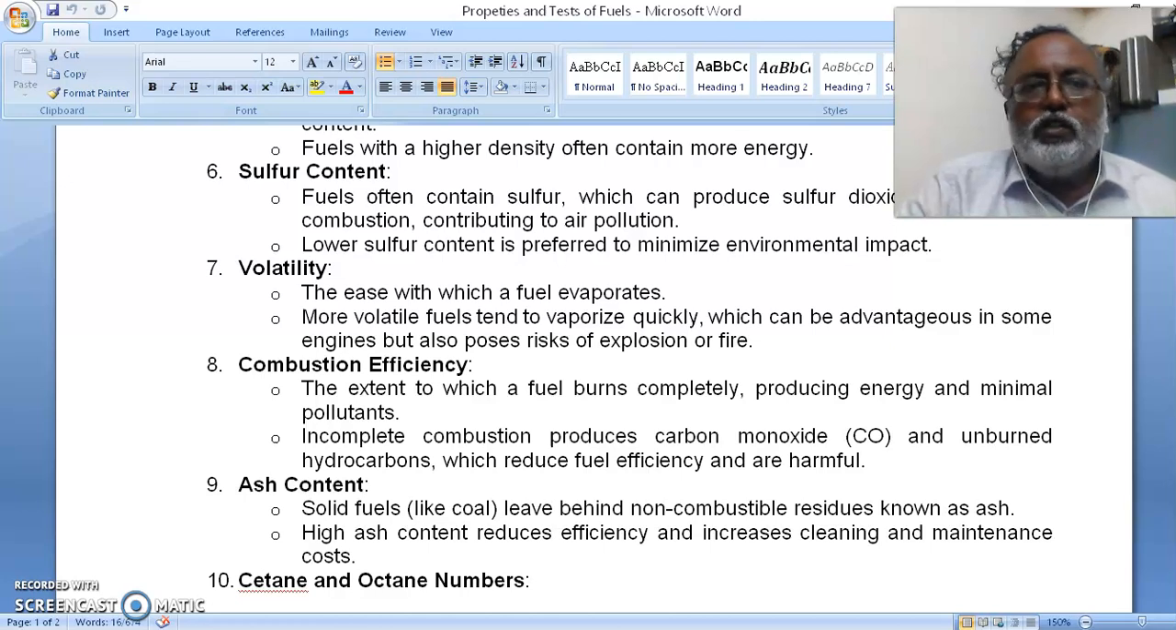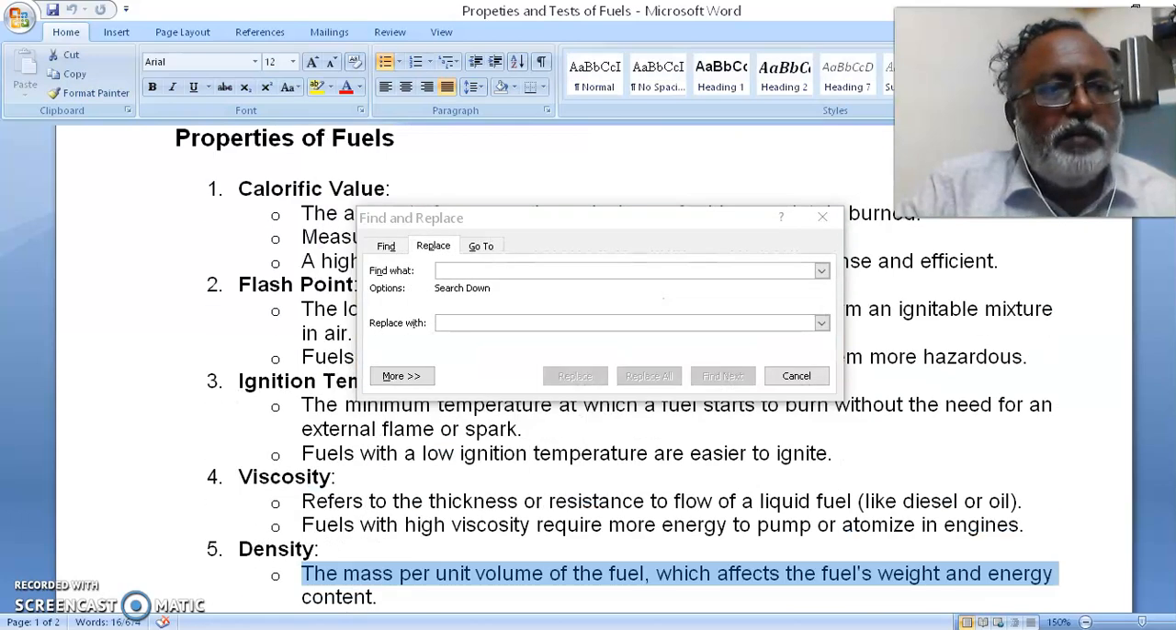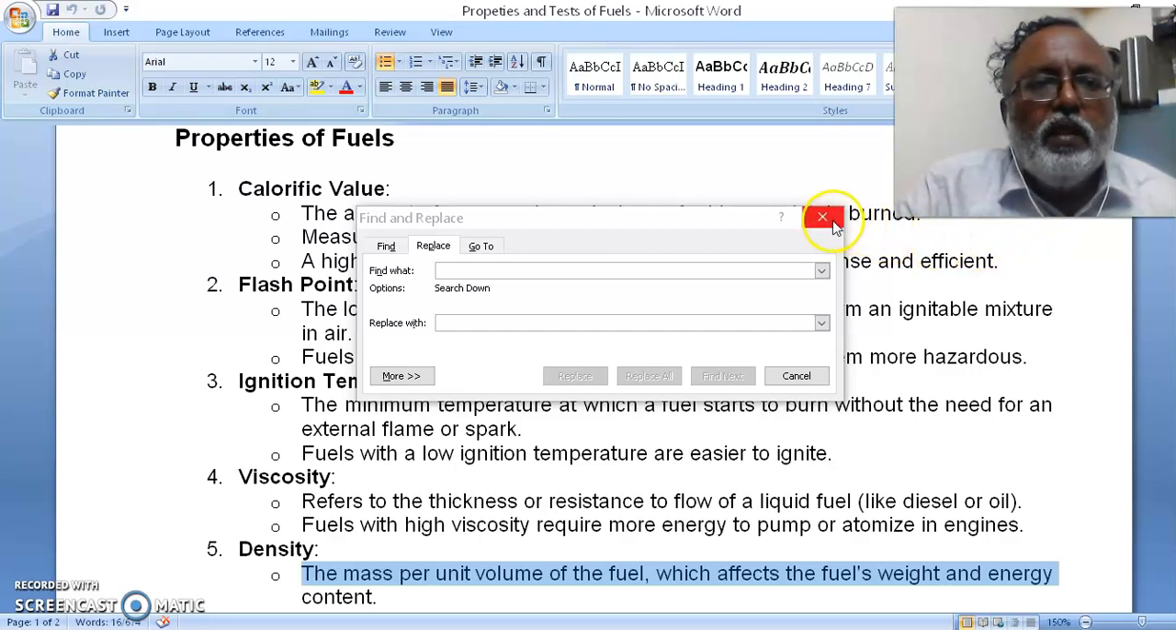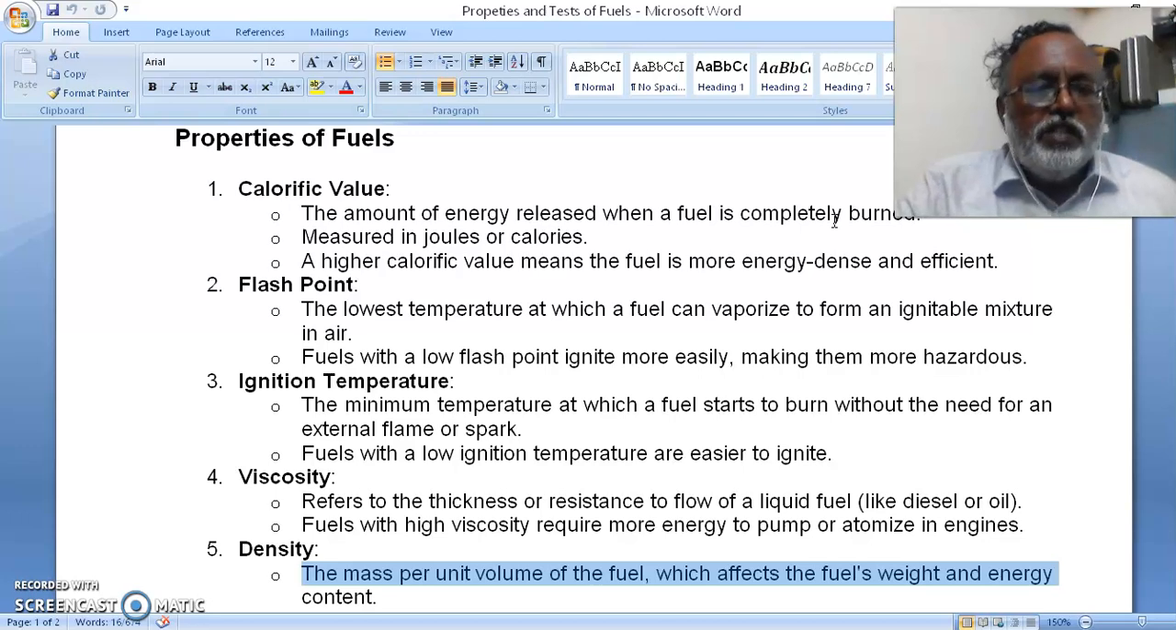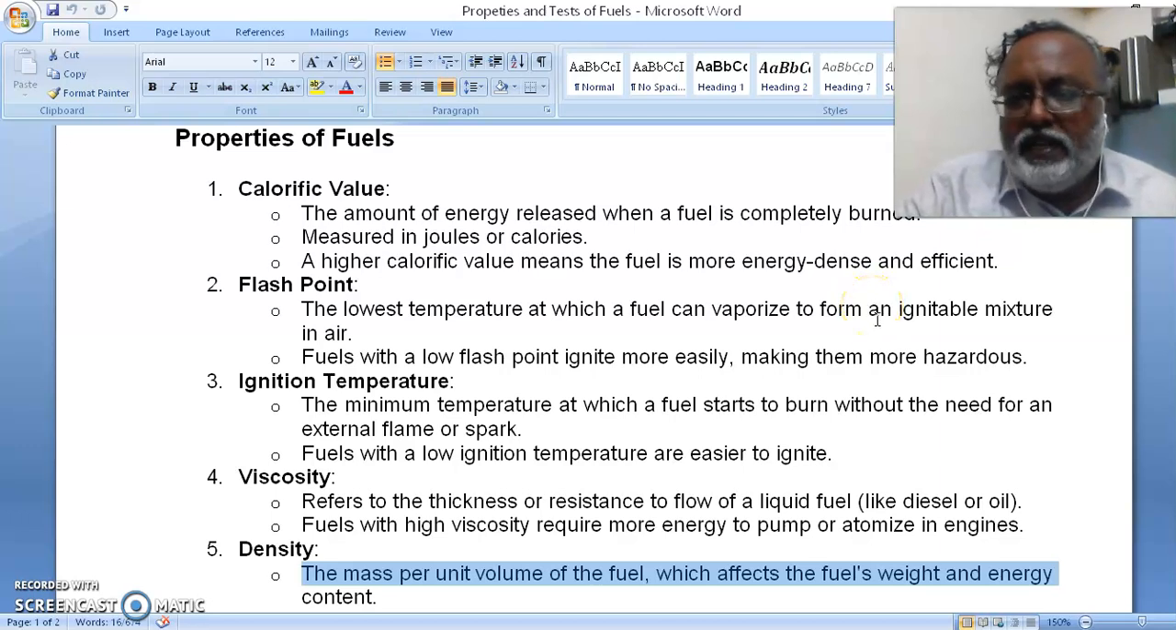Hello, dear students. Let us continue the properties of the fuels. Last class we discussed the first five properties, which are calorific value, flash point, ignition temperature, and viscosity. And here we are going to discuss density.